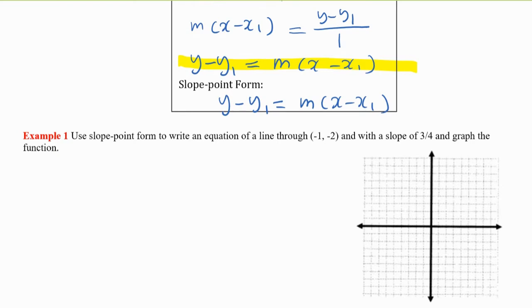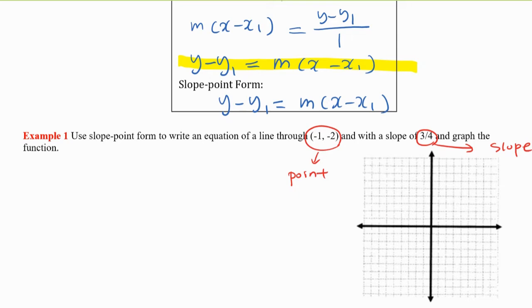All right, let's look at example 1. You have a point here, and you have the slope. Use slope-point form to write an equation of a line through (-1, -2) with a slope of 3/4. So we have the point and we have the slope.